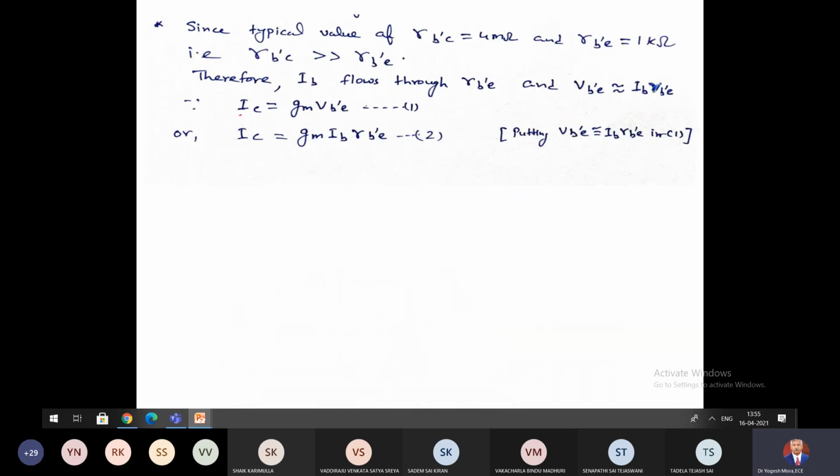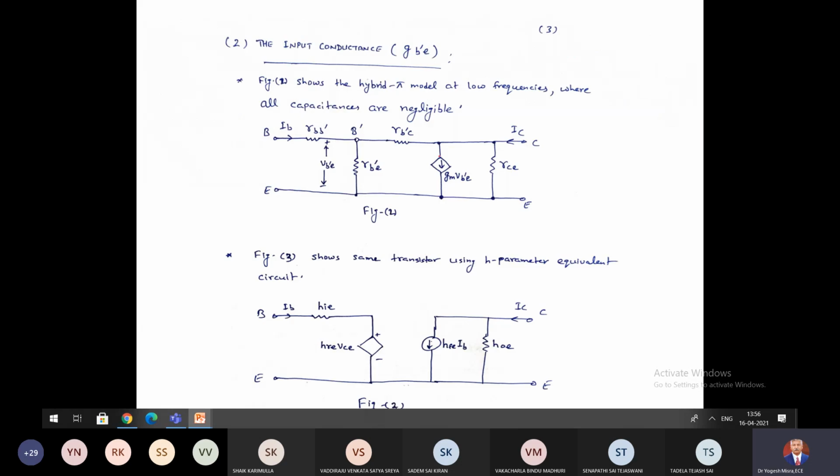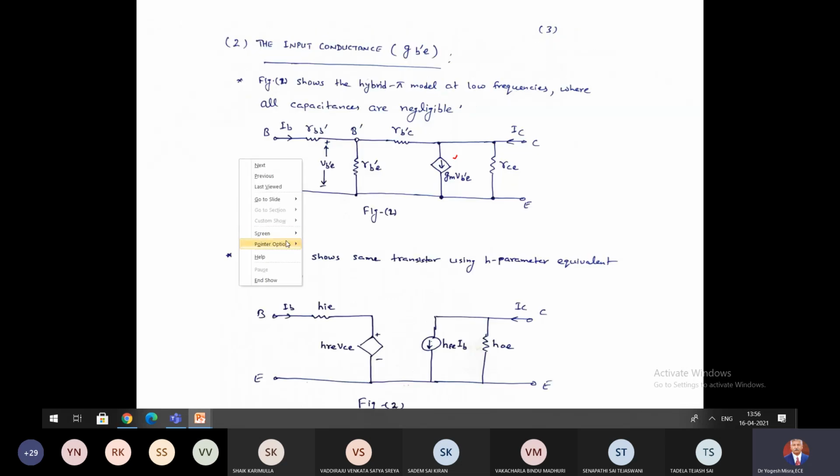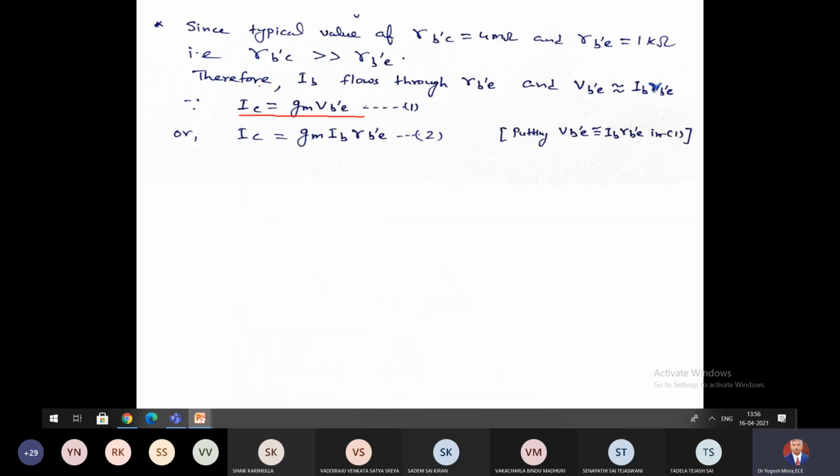Now, since IC is equal to GM VB'E, so here this. So this is current generator, right? So IC is equal to GM, and in place of VB'E, I will put IB RB'E, this value, right?